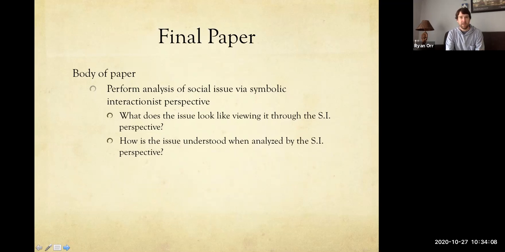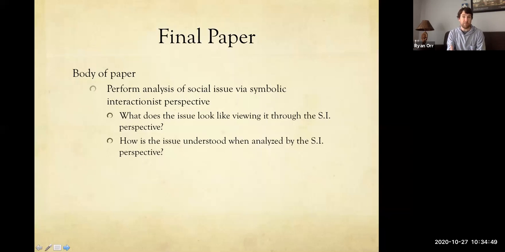And then the second question is what I call the tool metaphor. So it's not only seeing things, but also understanding things in a new way. That's the second question: how is your issue understood when analyzed by the symbolic interactionist perspective? So basically, how does it look, and then how is it understood? The lens is a metaphor to see things in a new way, the tool is a metaphor to help you understand things in a new way. So those are the two guiding questions you'll be unpacking in different ways in the body of your paper.